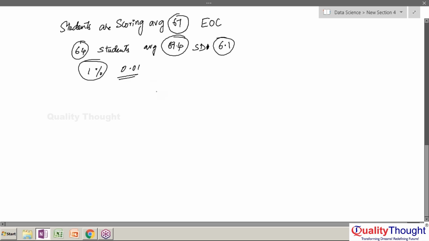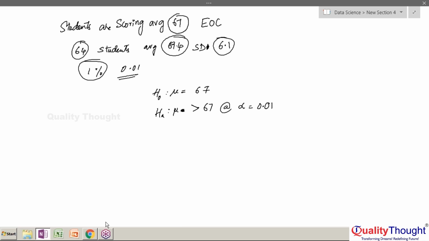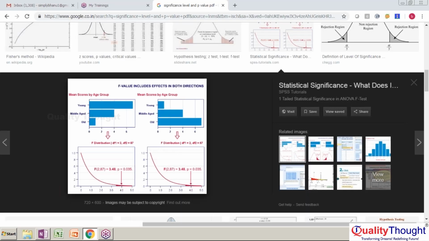So I will give you an initial clue. H naught: mu is equal to 67. This is what the students are getting, where they are expecting higher when they are using a new textbook. HA: mu is greater than 67, at the significance level of 0.01. Okay, what is the value, guys?